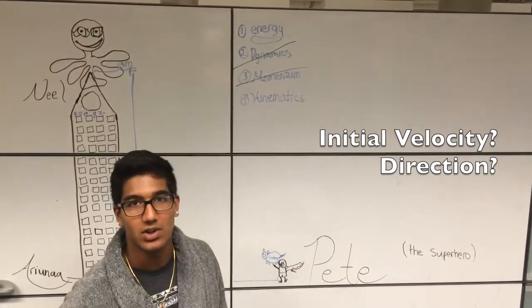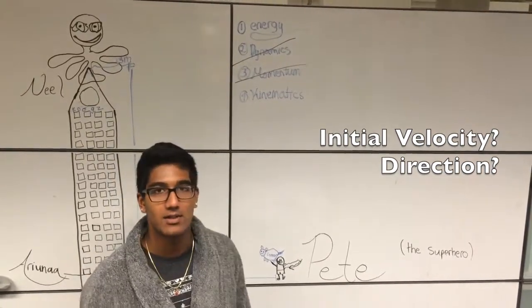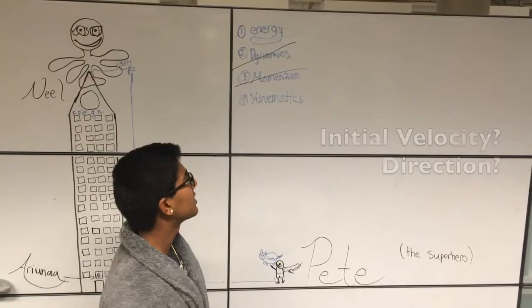Energy would give us the final velocity and the initial velocity, but it wouldn't necessarily give us the direction that we have to throw the pig. So let's just use kinematics.